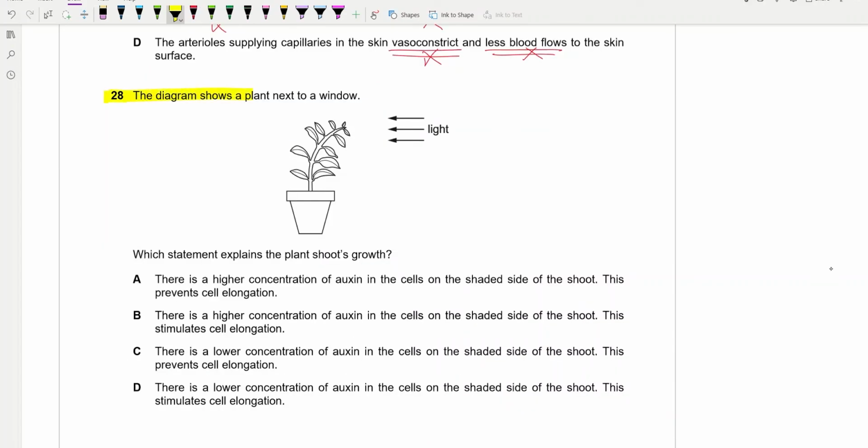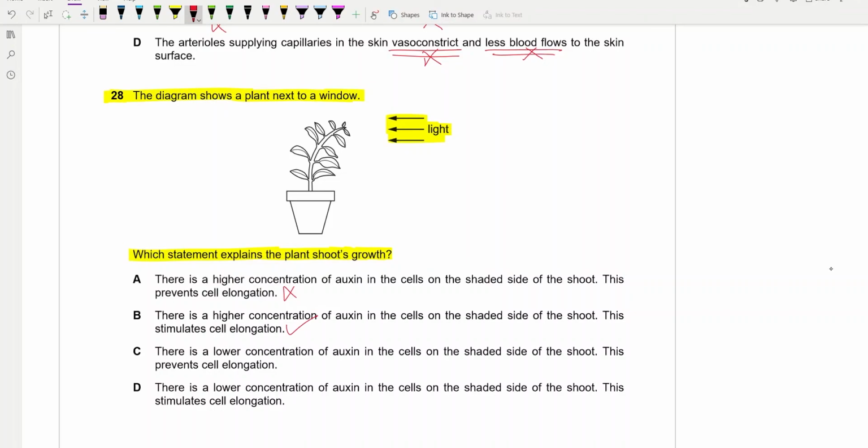Question number 28. The diagram shows a plant next to a window. The light is coming from the right side. Which statement explains the plant shoot growth? Option A. There is a higher concentration of auxin in the cells on the shaded area of the shoot. This prevents cell elongation, which is wrong. Option B. There is a higher concentration of auxin in the cells on the shaded side of the shoot. This stimulates cell elongation, which seems correct.